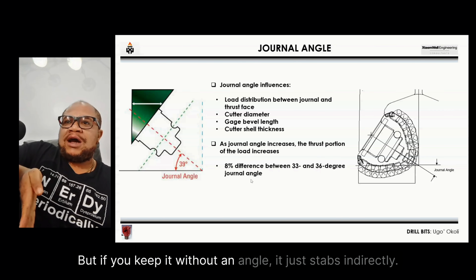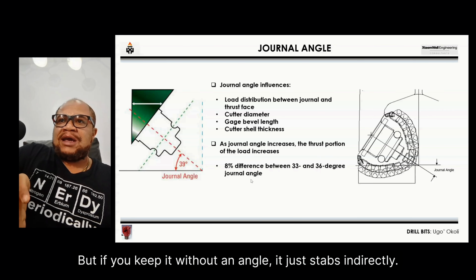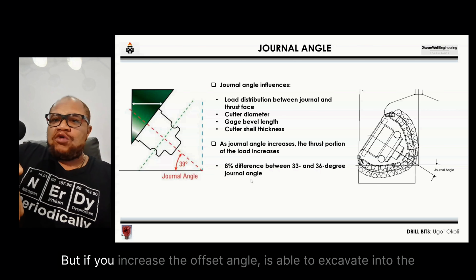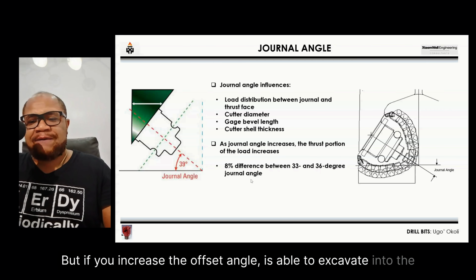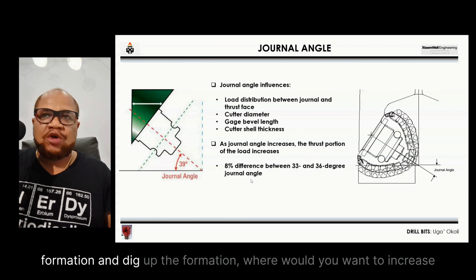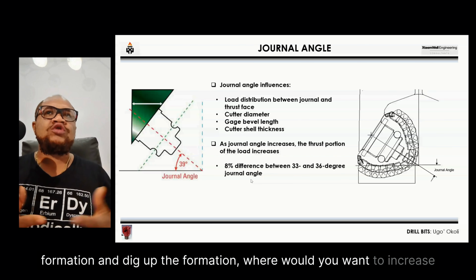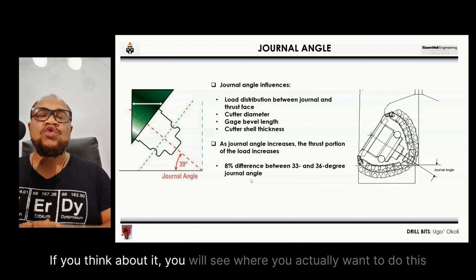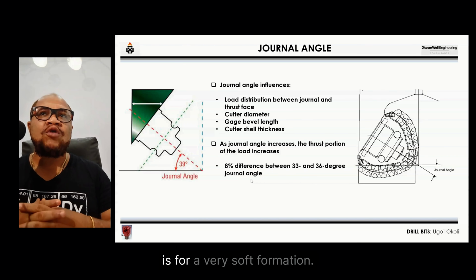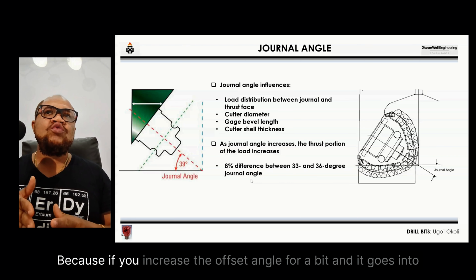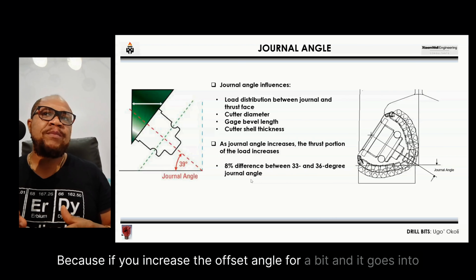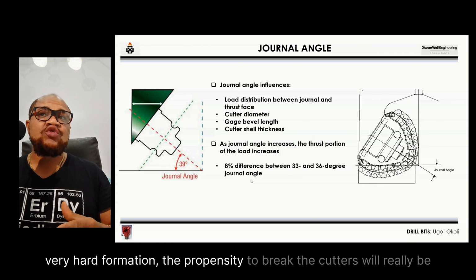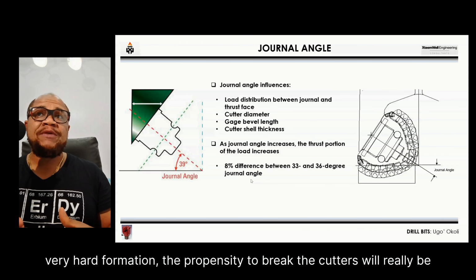But if you keep it without an angle, it just stabs in directly, pretty much at the normal. But if you increase the offset angle, it's able to excavate into the formation and dig up the formation. Where would you want to increase the offset angle when designing the bit? If you think about it, you actually want to do this for a very soft formation. Because if you increase the offset angle for a bit and it goes into a very hard formation, the propensity to break the cutters will be very high.